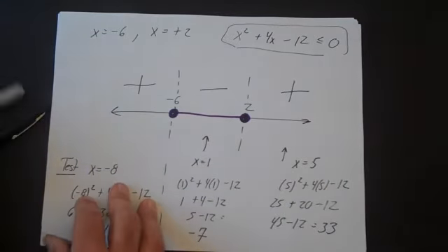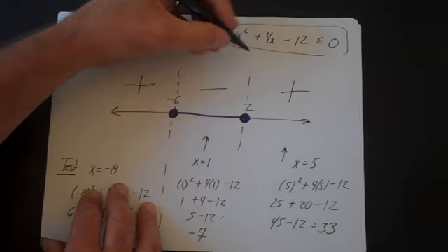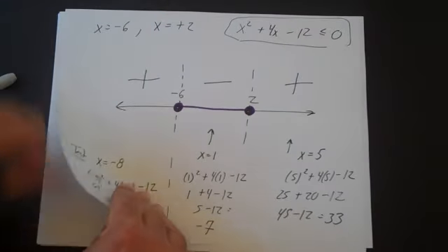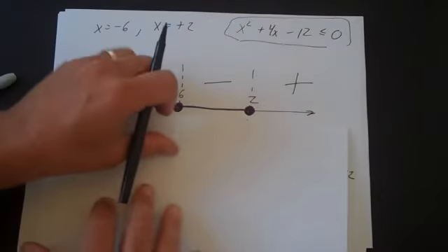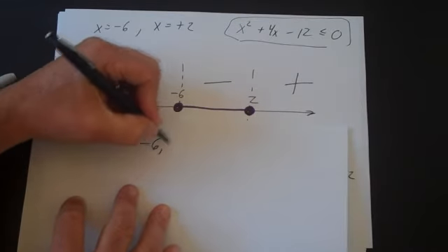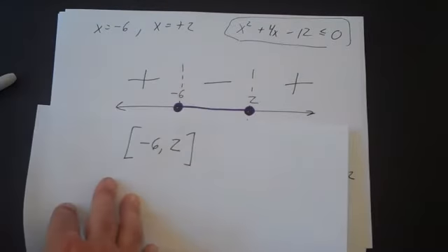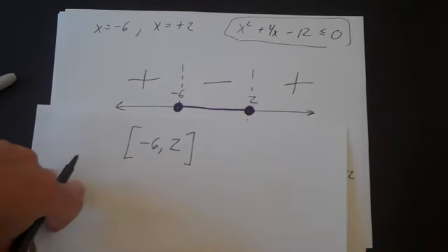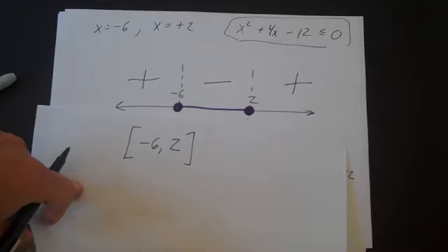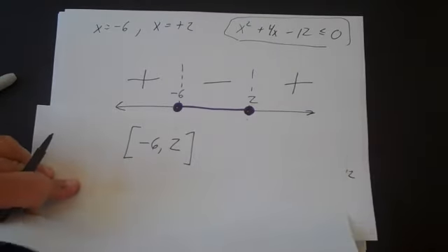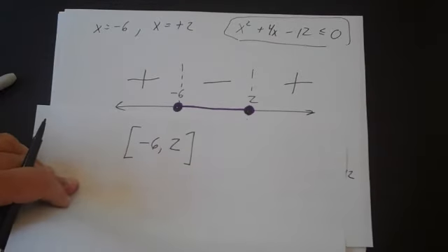to positive 2. So the easiest way to write that is probably in interval notation. My final answer here is going to be minus 6 to 2. It includes minus 6 and includes 2, so they're going to be closed brackets for both. And that's how you do a quadratic inequality. Let me do one more example, and if you want more examples than that, there's another following video that you can watch.